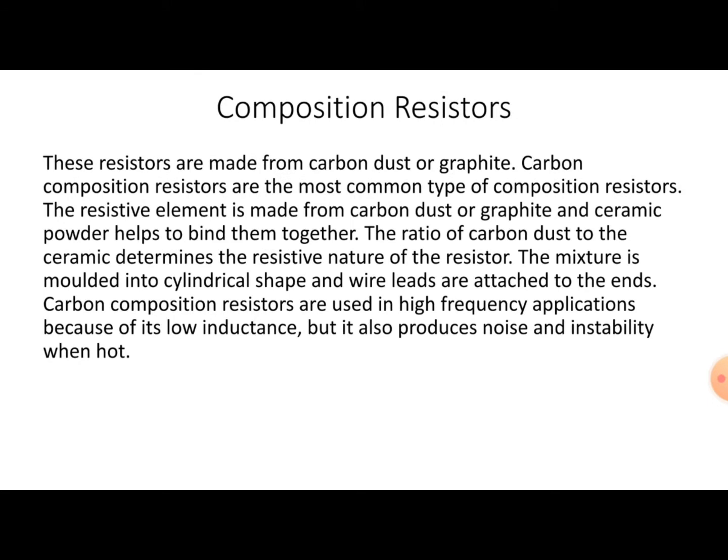Composition resistors. These resistors are made from carbon dust or graphite. Carbon composition resistors are the most common type of composition resistors. The resistive element is made from carbon dust or graphite, and ceramic powder helps to bind them together. The ratio of carbon dust to the ceramic determines the resistive nature of the resistor. The mixture is molded into cylindrical shape and wire leads are attached to the ends. Carbon composition resistors are used in high frequency applications because of its low inductance, but it also produces noise and instability when hot.